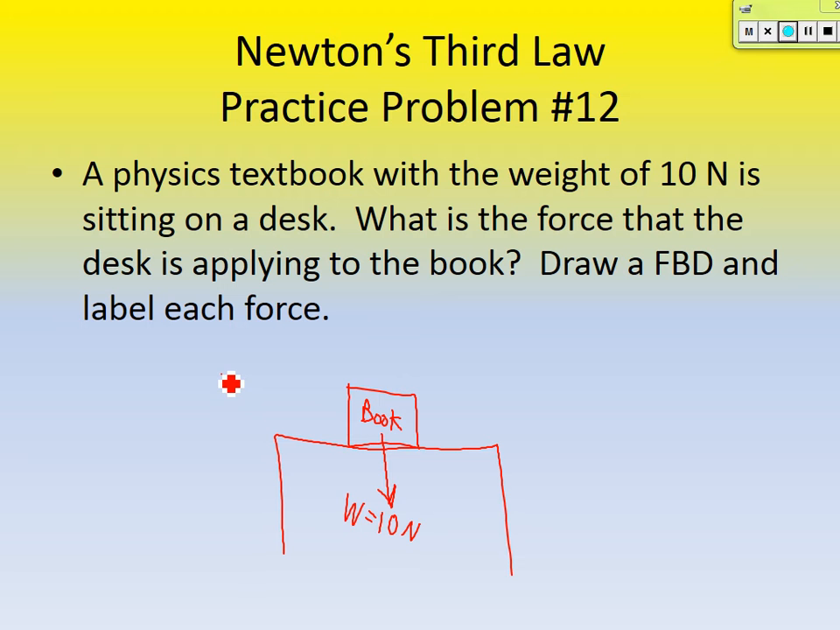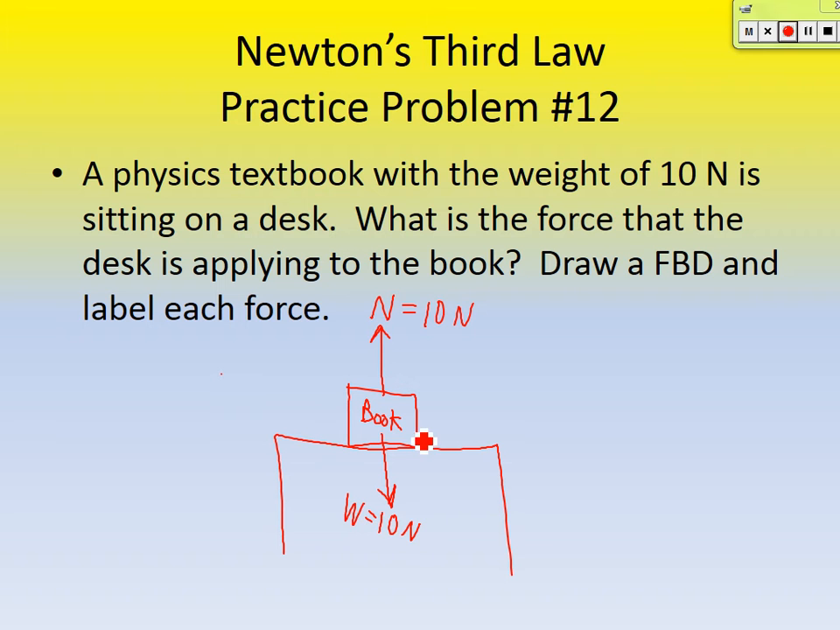Now, is this book moving up and down? No. So there must be a force that's going up and it must be balanced. What do we call that force? The normal force. And we've talked about that so far. What can you say about the magnitude of that normal force? It's the same, so it's got to be 10 newtons. Now, is that Newton's third law?